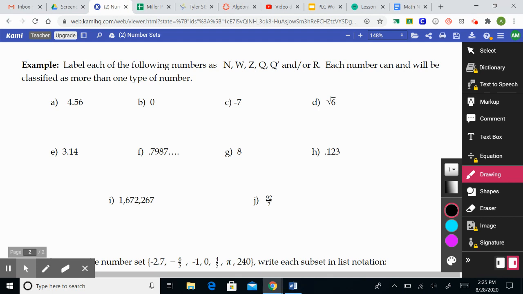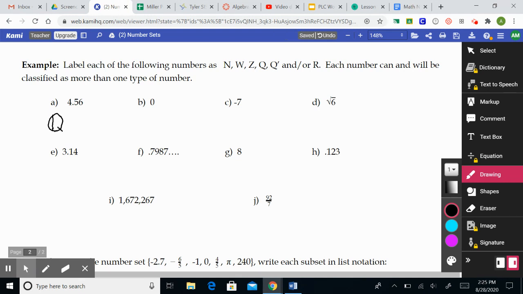Whole numbers are only countable numbers and zero. Is it an integer? Nope, not an integer, it's a decimal. So that brings us to rational. Well, is this a rational number? Yep, this is a rational number. It can be written as a fraction.